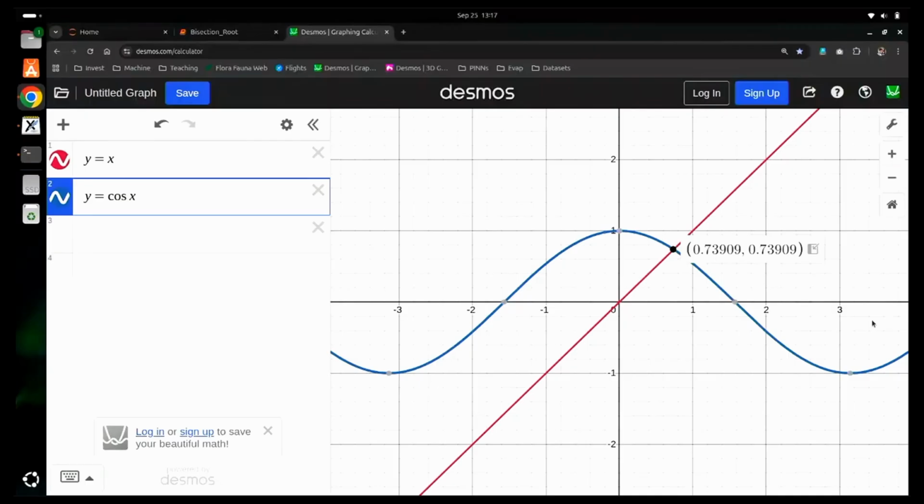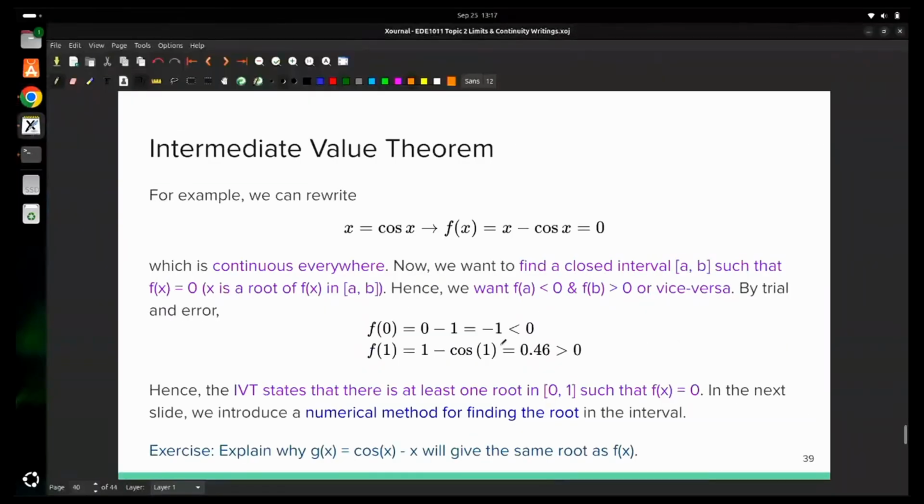So this begs the question: how can we check that the solution is indeed in that interval first before we apply some numerical method? And the answer is by the intermediate value theorem. You can see here, we want f of x to be 0, and we verify that f of x is indeed a continuous function. So we have an interval, let's say a to b. In this case, I found 0 to 1.